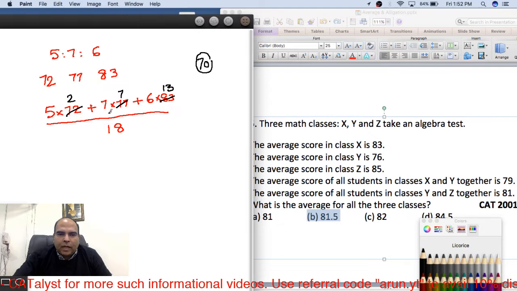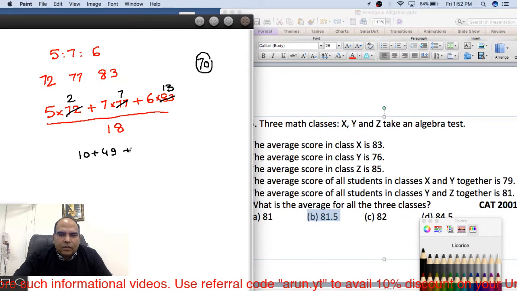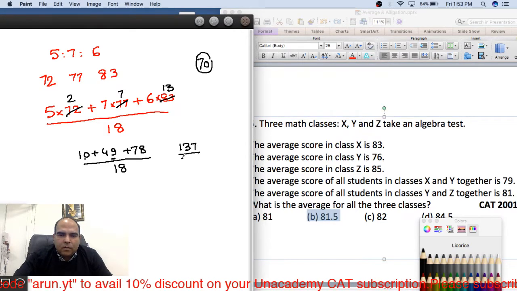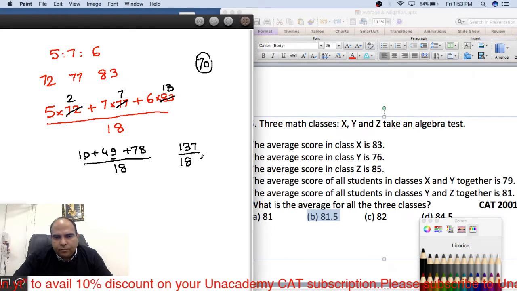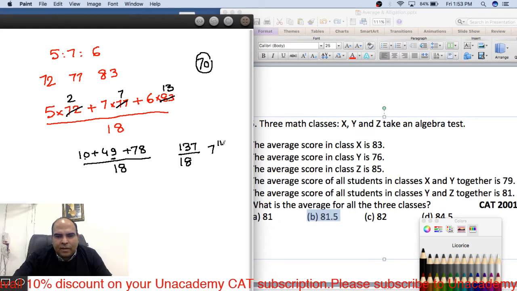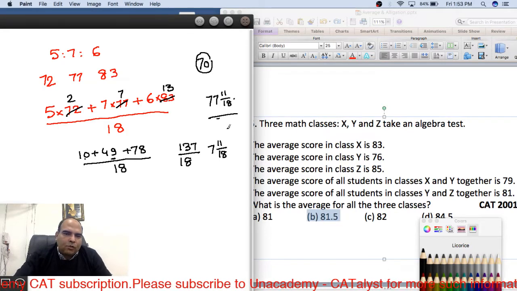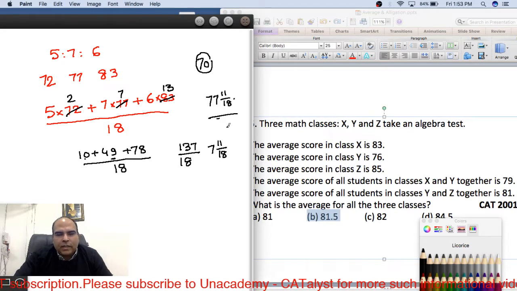So 5 into 2, 10, 7 into 7, 49, and 6 into 13, 78. You can see that your calculation becomes much easier if you do this. So 78 plus 49, 127 plus 10, 137 by 18, which is basically 7 and 11 by 18. So the answer in this case will be 77 and 11 by 18. You can do this deviation from the actual in the actual question to get this answer.